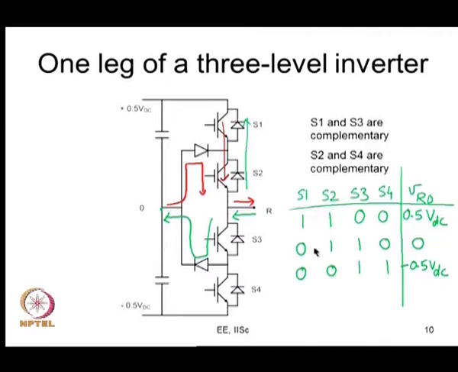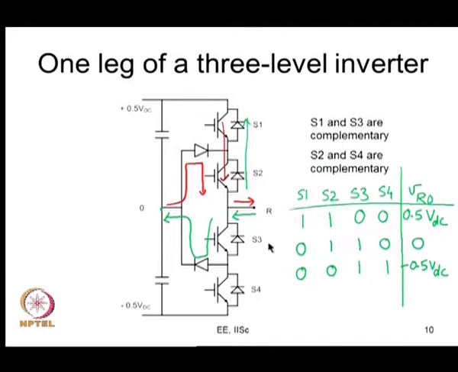So what can you identify here? Whatever is your S1, S3 is complementary to that. If S1 is high, S3 is low. If S1 is low, S3 is high. The same way you can see S2 and S4, they are also complementary with one another. Therefore, S1 and S3 are complementary and S2 and S4 are complementary. This is the reason I told you that in a 2-level inverter you have one pair of complementary switches, here you have 2 pairs of complementary switches. There, it suffices to generate one gating signal and the other comes by taking its complement. Here you have to generate 2 gating signals, maybe for S1 and S2, and S3 would come by complementing S1 and S4 would come by complementing S2.